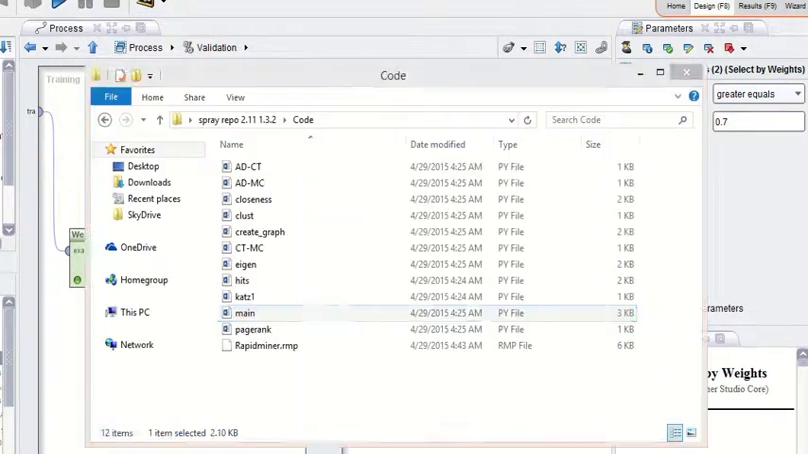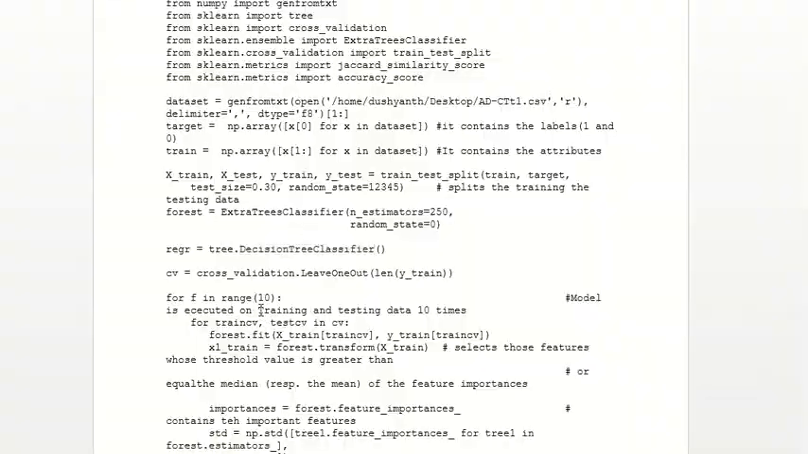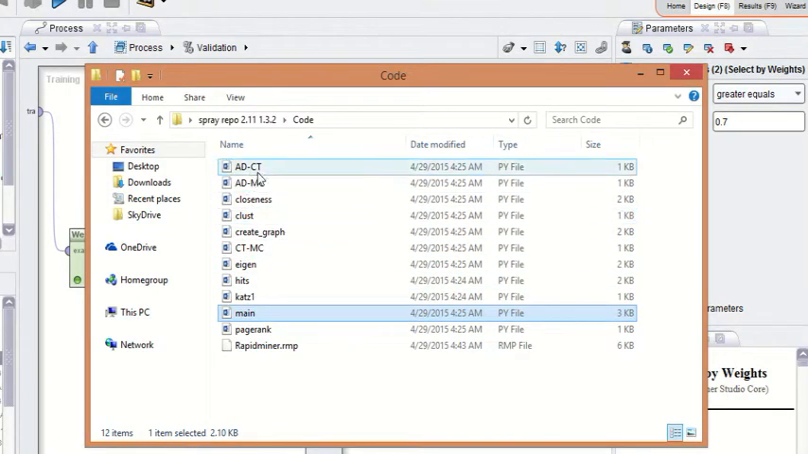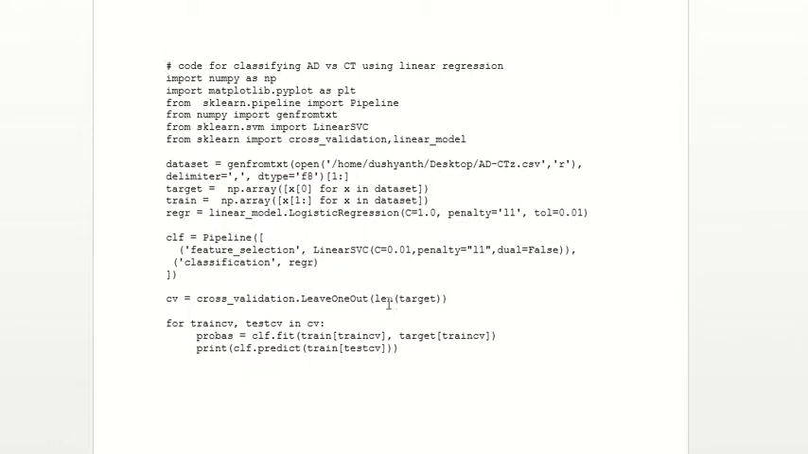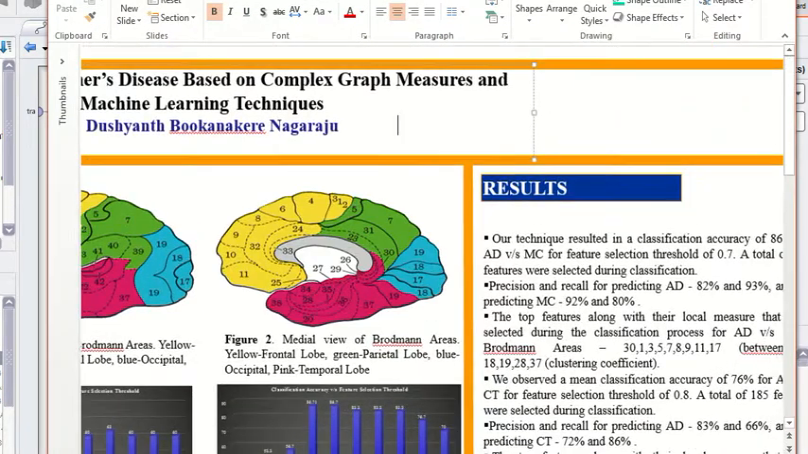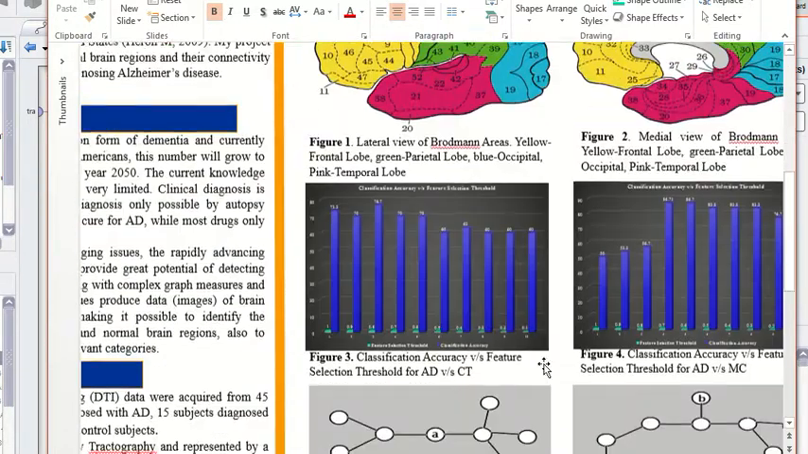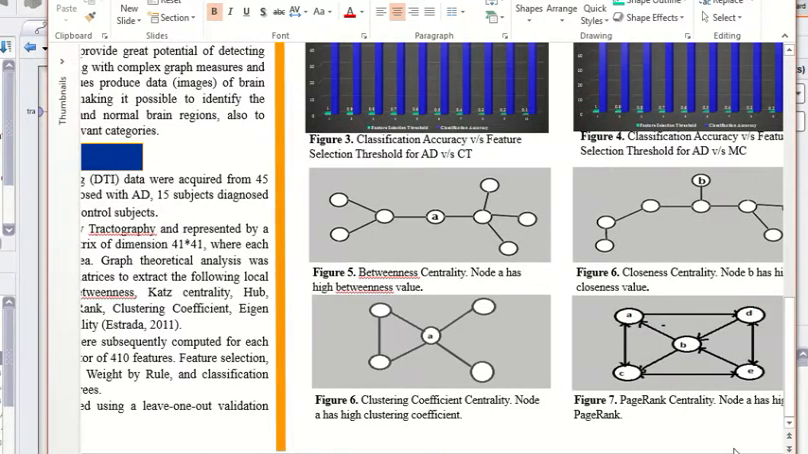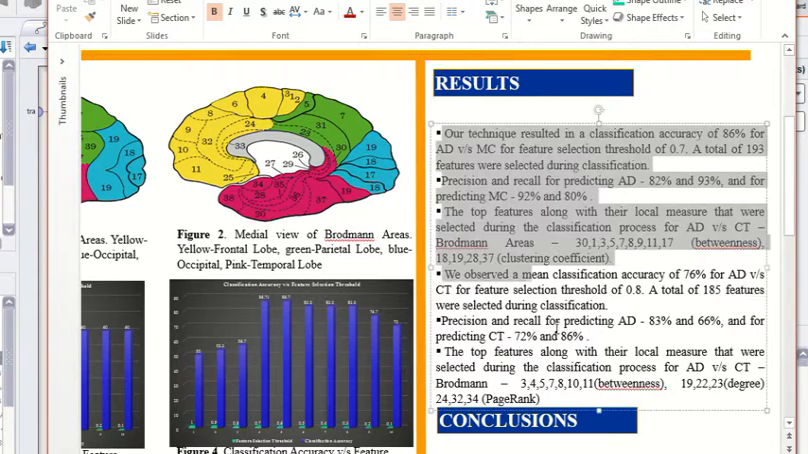I've included both the codes, the RapidMiner code as well as the scikit code for the classifications. This is the main thing, and these two are both the classifications for AD versus MC and AD versus CT. These are the results that were obtained as I have told you earlier.